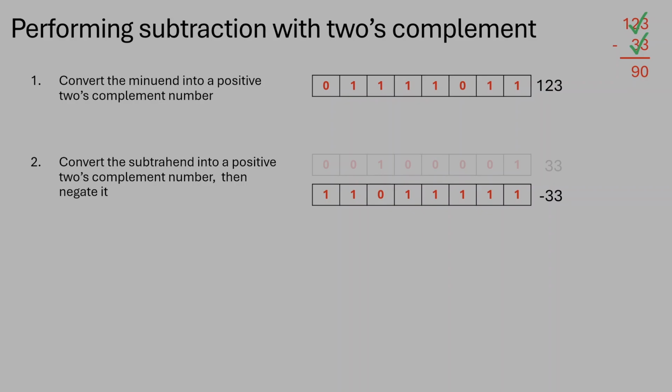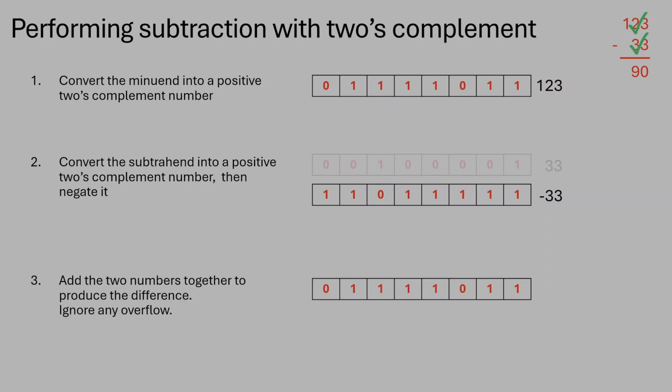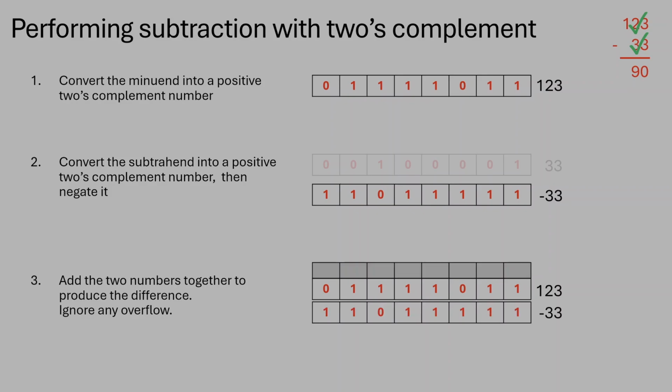Now let's do the actual calculation. So there's 123. There's negative 33. This box is for my carries, and this is where the answer is going to go. So if we start on the right-hand side and we do 1 add 1, we get 0 carry 1.